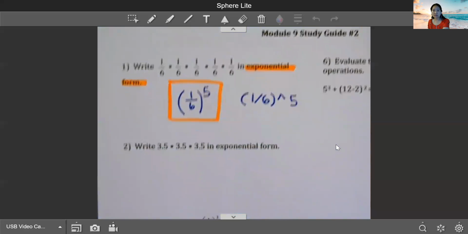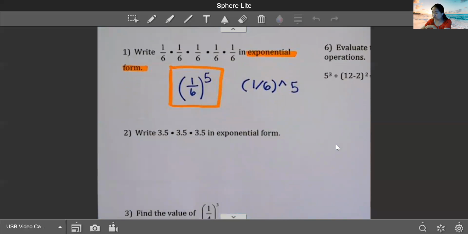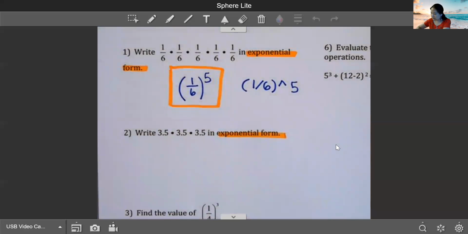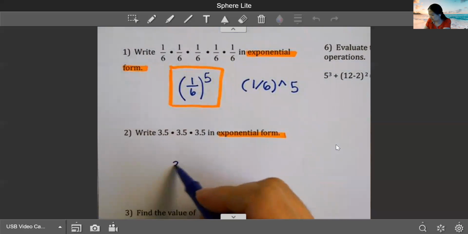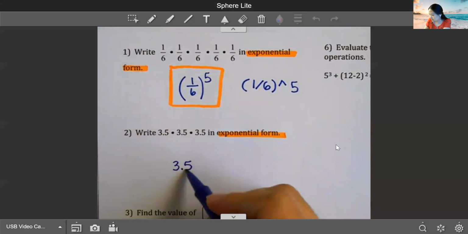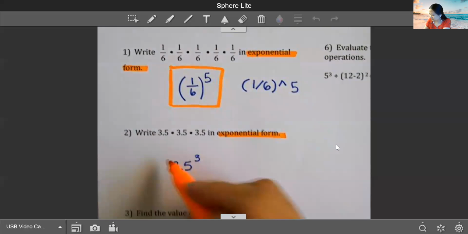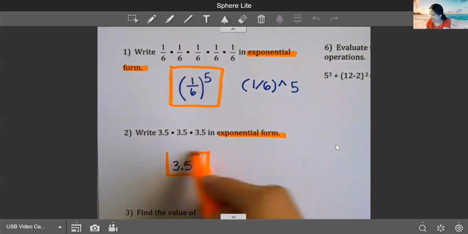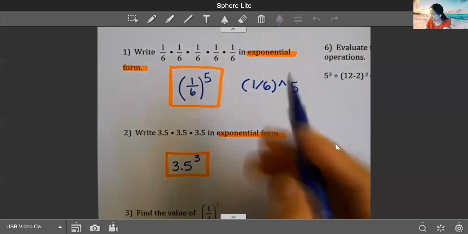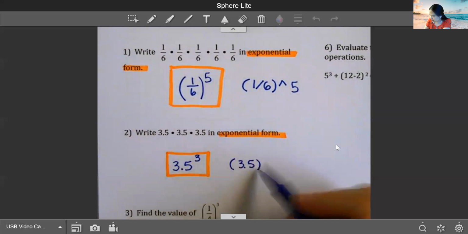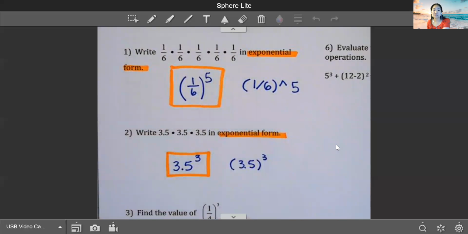Number 2, similar problem. Write 3 5/10 times 3 5/10 times 3 5/10, again in exponential form. So then the base is 3 5/10, and it is being repeated 3 times, and that's the answer. Okay. And if you want to have the decimal inside the parentheses, that's okay too. It doesn't change the meaning.